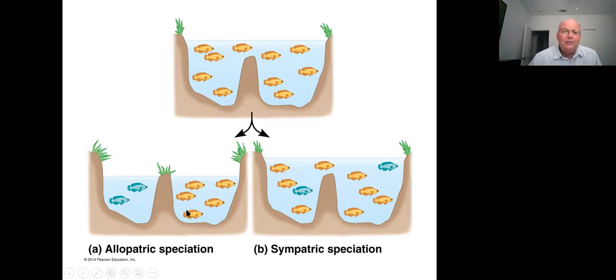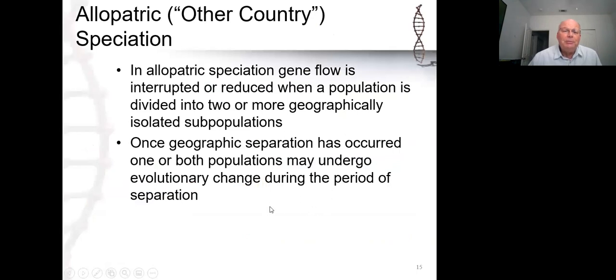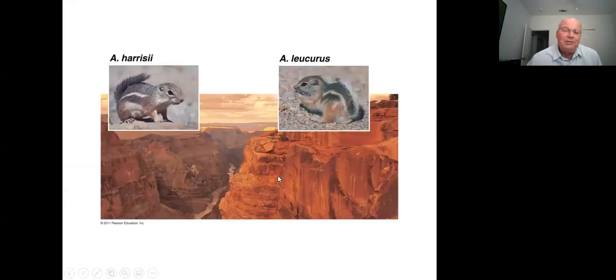So let's take a look at allopatric first. Allopatric simply means loss of gene flow. Remember, that's what unites populations together, the flow of genes backwards and forwards between the two populations. When you lose gene flow, you automatically have reproductive isolation. That is what is implied by reproductive isolation. So here we're talking about reproductive isolation as a consequence of some geographic or geologic event that creates geographic isolation. So here's a classic example.